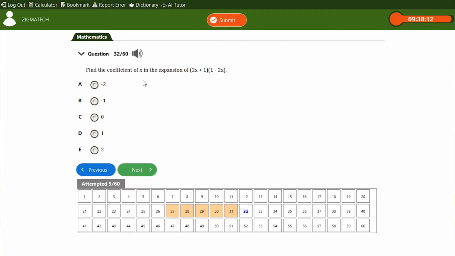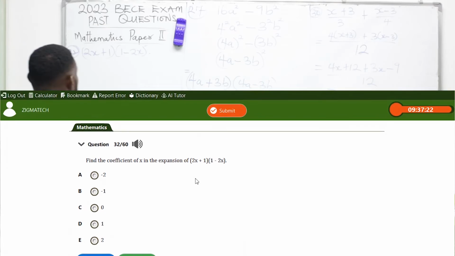Find the coefficient of x in the expression. Let's look at the coefficient of x in the expression 2x plus 1 and x minus 2 and 1 minus 2x. All right, so the coefficient of x. They're asking us for the coefficient of x.